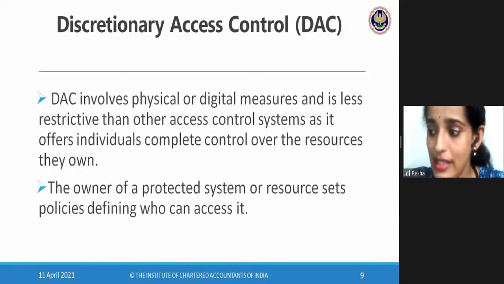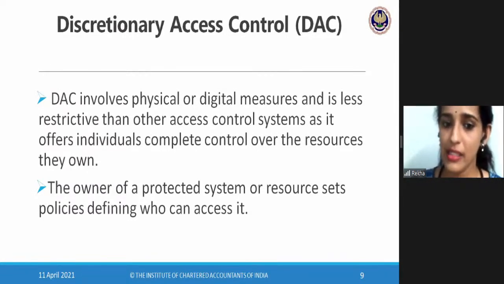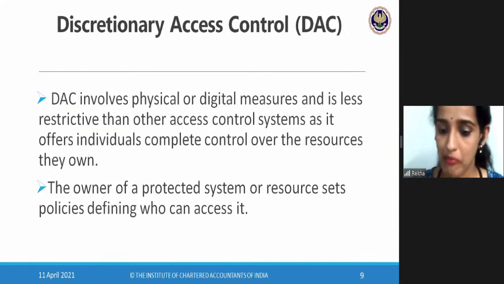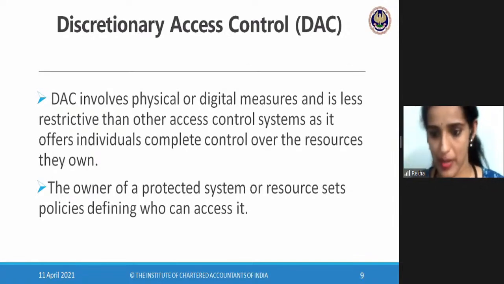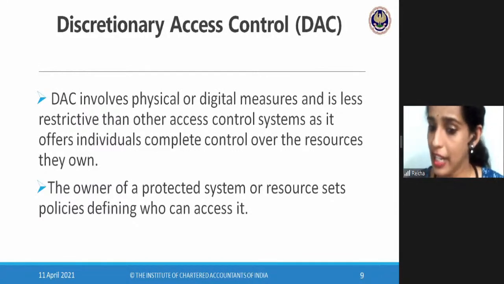The second is called discretionary access control. What is meant by discretionary access control? Here it is at the individual level or the resource level. For example, I have created a file in my system. There is a facility that I can make it password protected. Yes or no? I can make that particular file password protected.